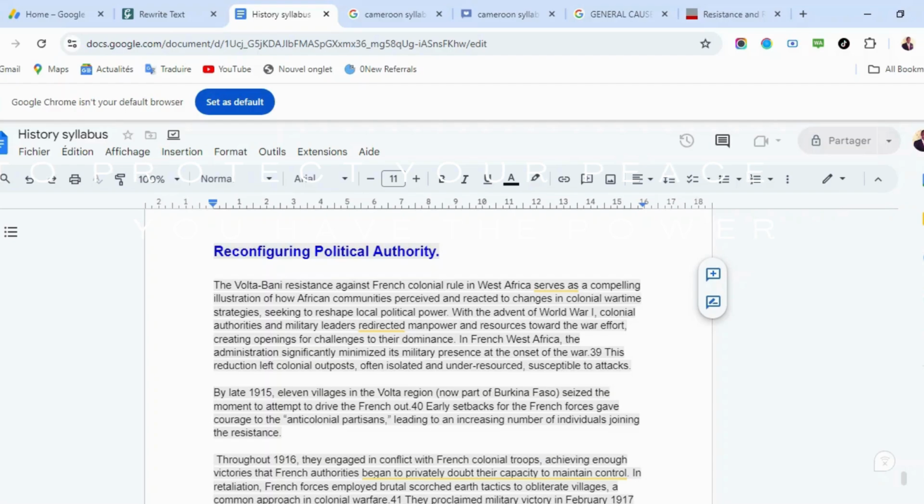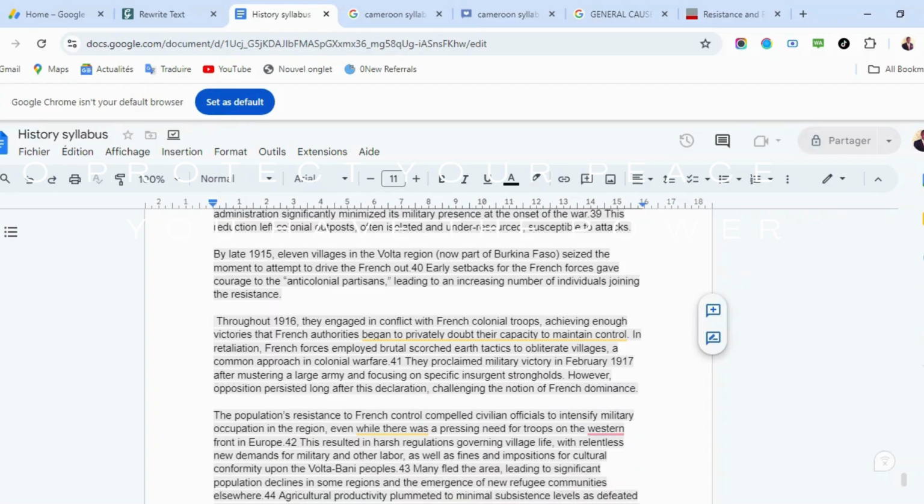In French West Africa, the administration significantly minimized its military presence at the onset of the war. This reduction left colonial outposts often isolated and under-resourced, susceptible to attacks. By late 1915, 11 villages in the Volta region, now part of Burkina Faso, seized the moment to attempt to drive the French out. Early setbacks for the French forces gave courage to the anti-colonial partisans, leading to an increasing number of individuals joining the resistance.